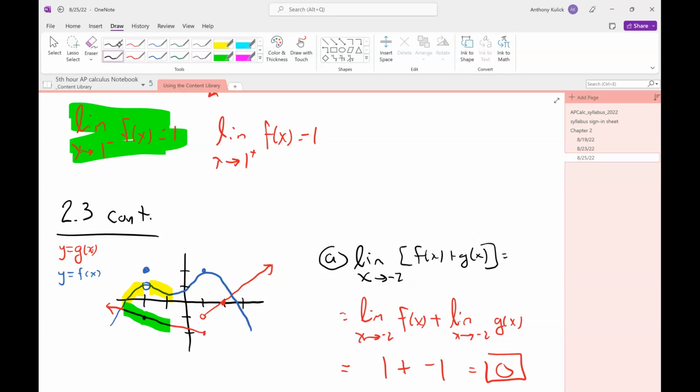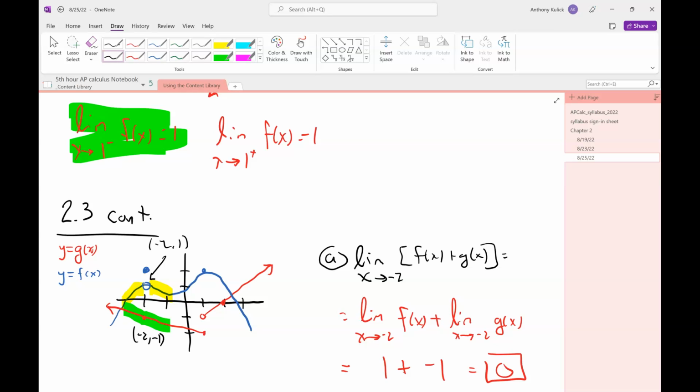Wait, I have a question. So the limit there is the y value, not the x? How would you get 1 for that? So this is the point -2, 1, right? This is the point -2, -1. So as x is approaching -2, here the y is approaching 1. And here as x approaches -2, y is approaching -1. Okay, yeah, that's pretty straightforward. So I'm just looking at the picture and reading it from the picture, right? Yes, Victoria.